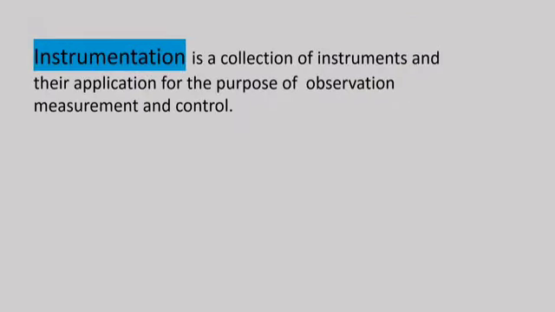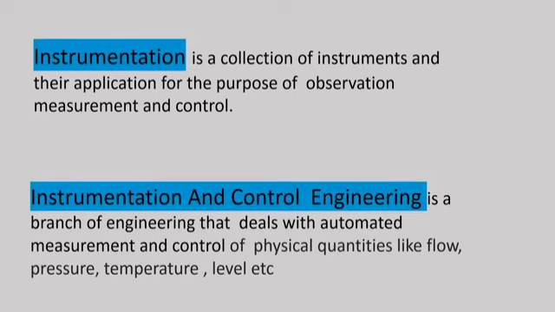Instrumentation is a collection of instruments and their application for the purpose of observation, measurement and control. The basic purpose of instrumentation is to obtain maximum output from the industry with minimum usage of raw materials. Instrumentation and control engineering is a branch of engineering that deals with automated measurement and control of physical quantities like flow, pressure, temperature, level, etc.